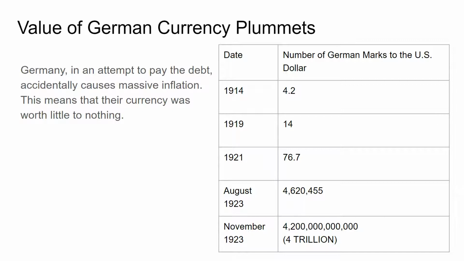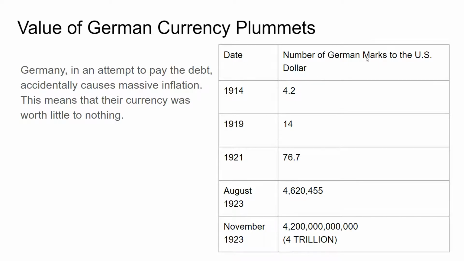Probably the biggest problem that comes from the Treaty of Versailles and its effect on Germany is the fact that in order to pay debt, Germany accidentally essentially ruins its currency. They're going to go through something called massive inflation. So essentially what that means is it's going to take more and more of that currency to pay for things. So looking at the chart here, in 1914, we're comparing it to the US dollar.